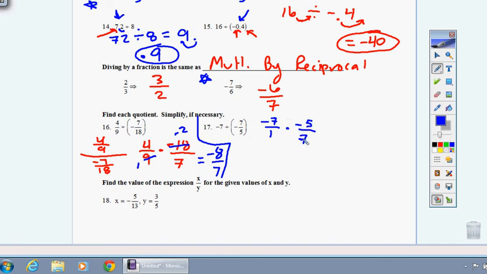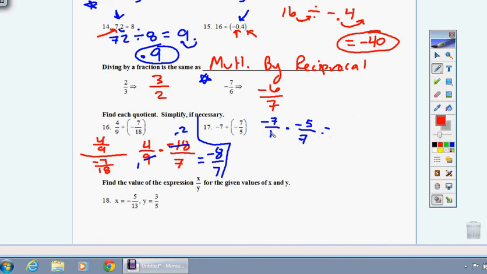And know that whenever there's a negative in front of a fraction like this, that negative can be placed on either the top or the bottom, but not both. So you would not want to make this negative 7 over negative 5 because that would end up being positive. So let's see if we can reduce here.